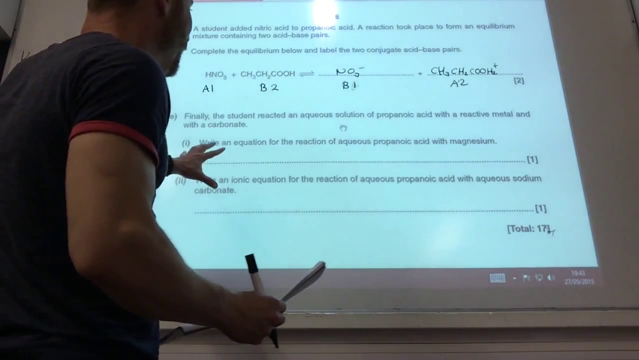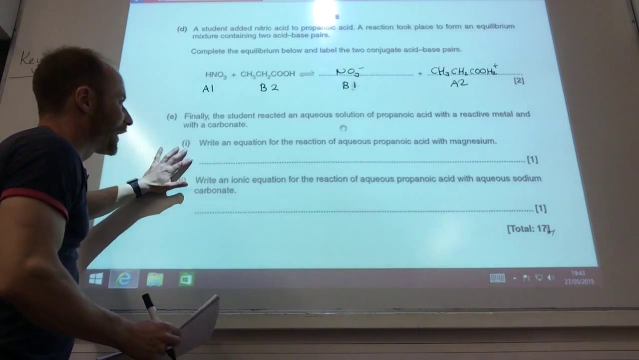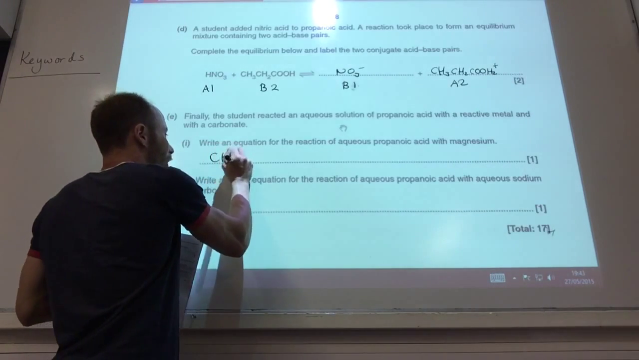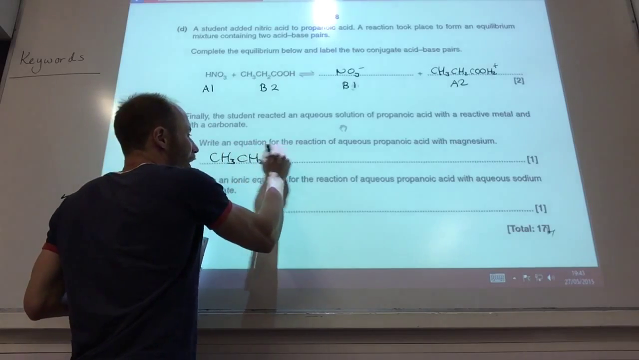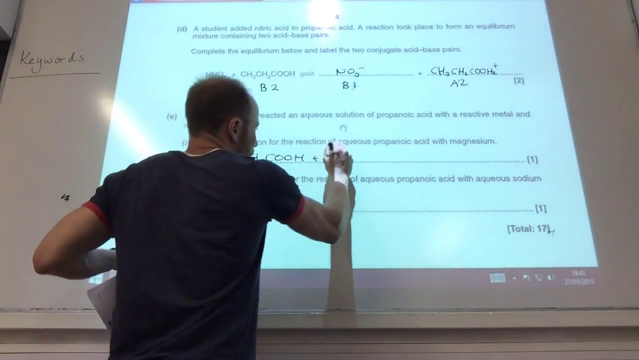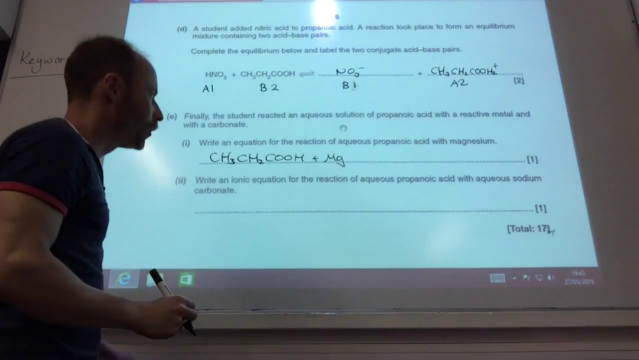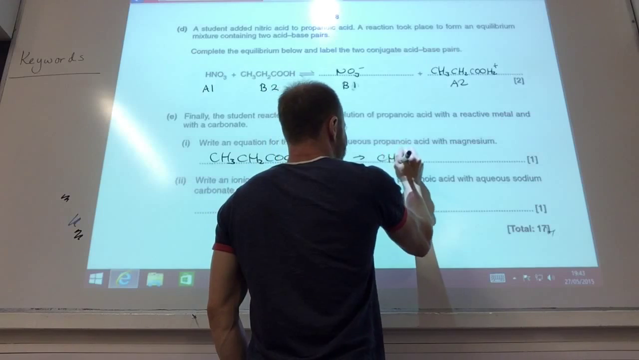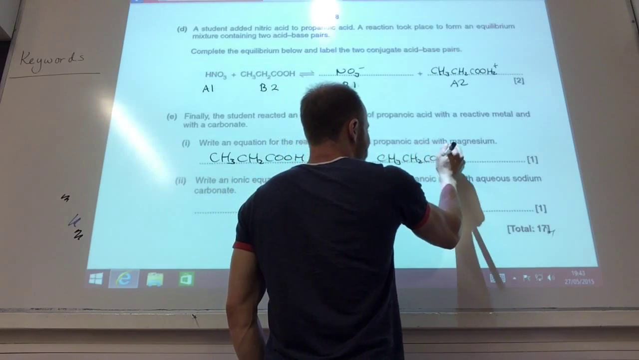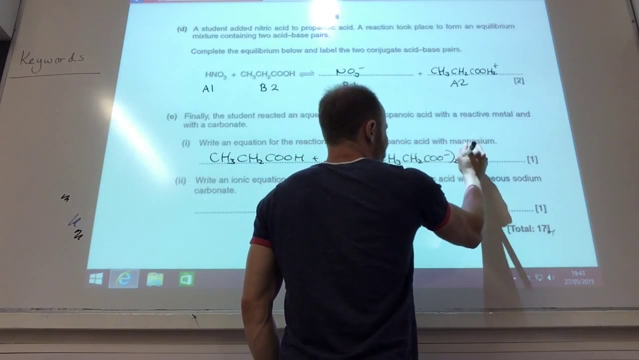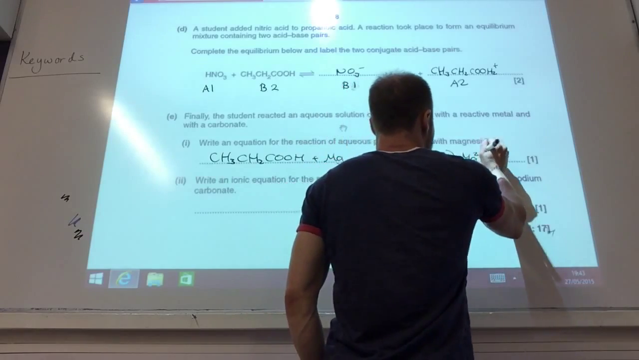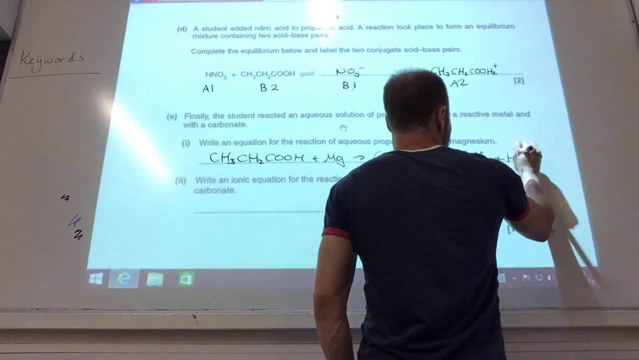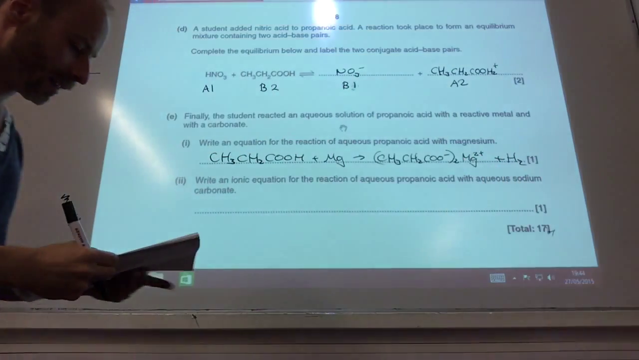Right, okay, now we're going to react propanoic acid with reactive metal. So first of all, propanoic acid with magnesium. The difficult thing here, I suppose, is working out your formulae. Remembering that magnesium, of course, in group 2 has a charge of +2. Remember, it's amazing what you forget from AS chemistry. And that's also going to give you hydrogen gas like so.